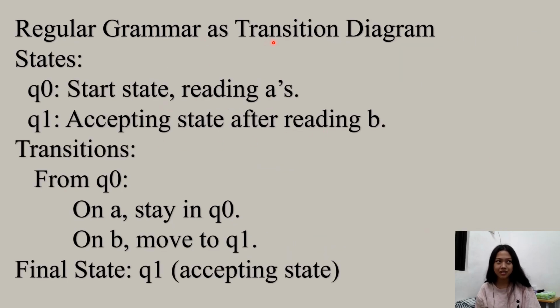Regular grammar as a transition diagram has states: Q0, the start state, reading a's, and Q1, the accepting state after reading b. So the transition is from Q0 on a, stay in Q0, and on b, move to Q1. Q1 is our final state.